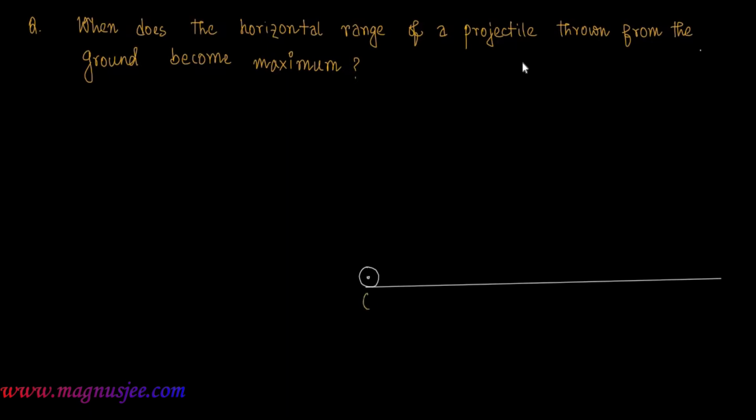In the diagram, this is a projectile of mass m which is thrown obliquely with the ground from the point O. The projectile describes a parabolic trajectory and strikes the ground again at the point B. This projectile is thrown with the initial velocity u at an angle theta with the ground.